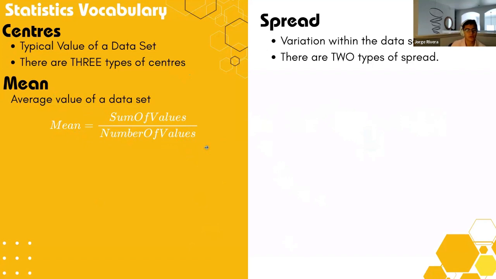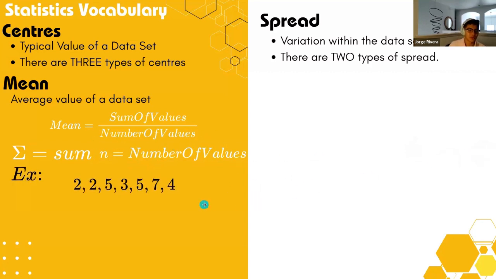I'm going to give you an example. In this course, we'll say that this symbol, sigma, is equal to the sum. Whenever we say sum of values, I'm just going to use this because it's quicker. And n is going to be equal to the number of values. Let's say each one of these represents the number of pieces of gum that each person in your friend group eats. Somebody eats 2, another person eats 2, you eat 5, another eats 3, another eats 5, another eats 7, and another eats 4.